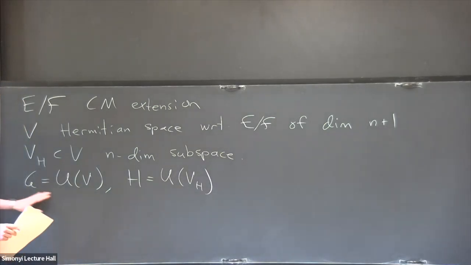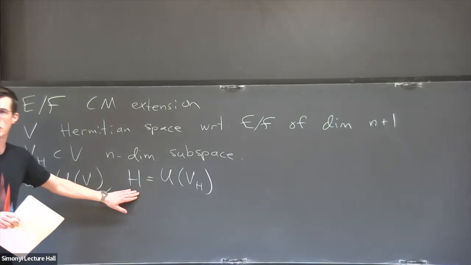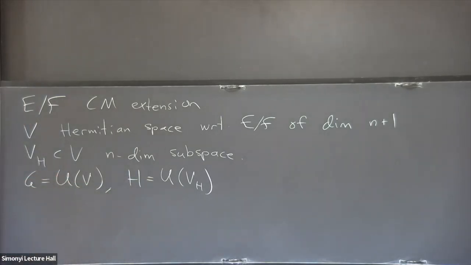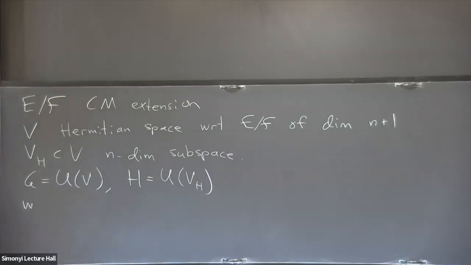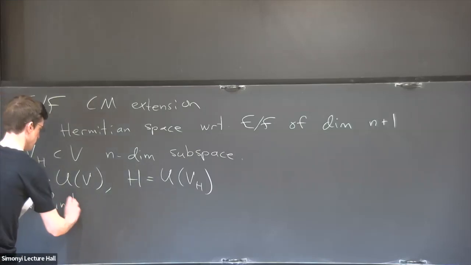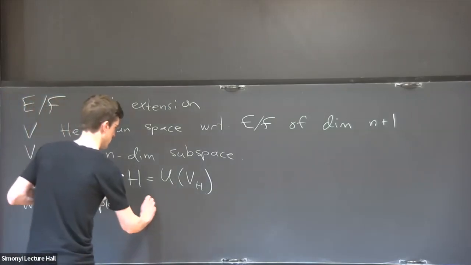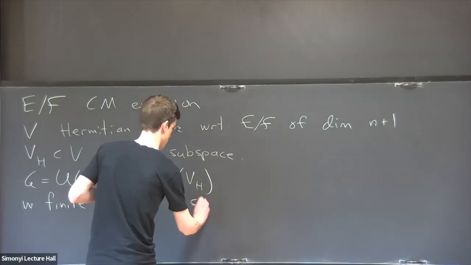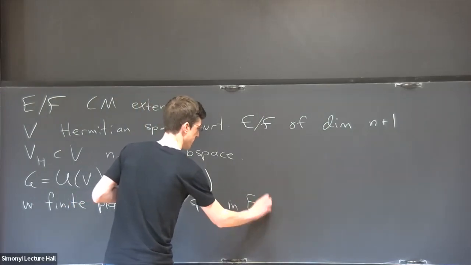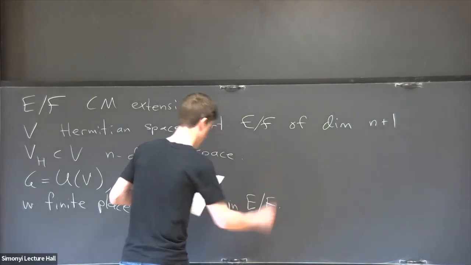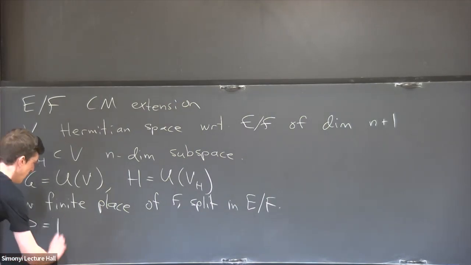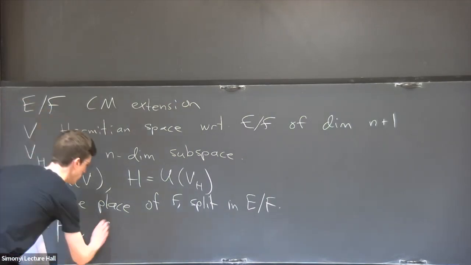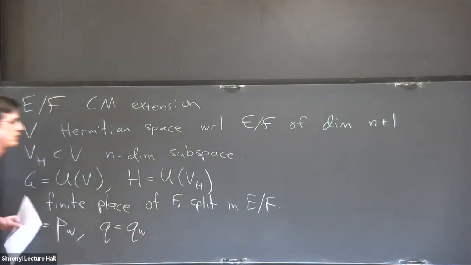So I'll take a family of automorphic representations on G cross H. The family is going to be essentially defined by a condition at a split finite place. So I'll call this w. This will be distinguished throughout the talk. So w will be a finite place, if it splits in E over F, and I'll write p for the maximal ideal at w, and q for the order of the residue field.